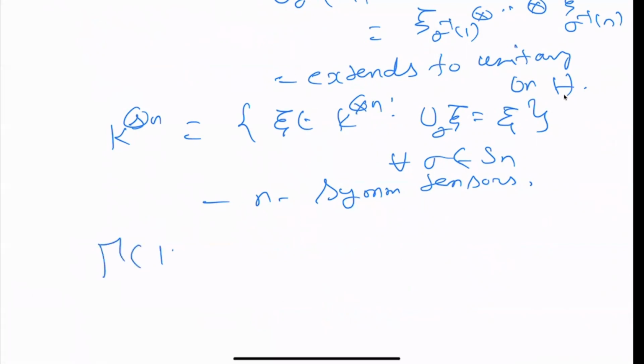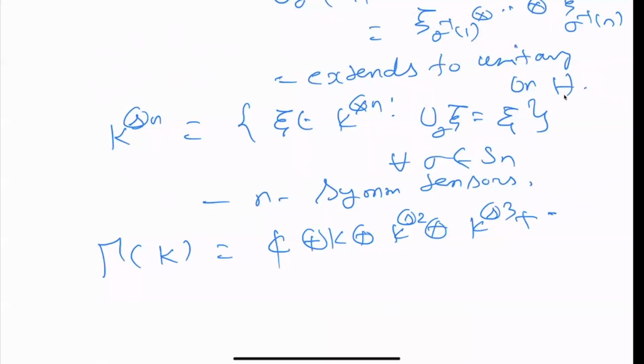Gamma of K is going to be C, the first one is C, then K, then K 2 symmetric tensor, then K 3 symmetric tensor, and like that. Direct sum, K n symmetric tensor. This is the infinite direct sum of all the symmetric tensors. This is what is called a symmetric Fock space.